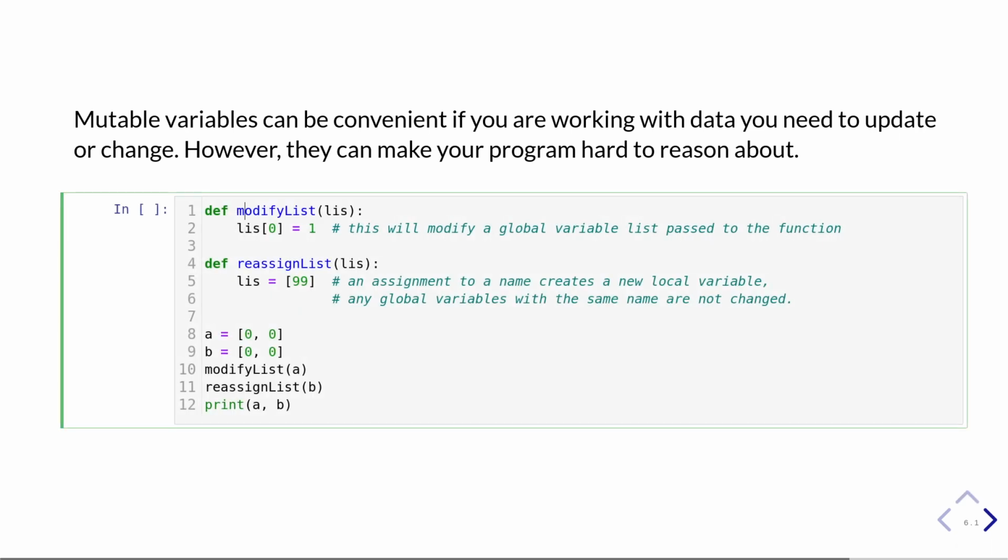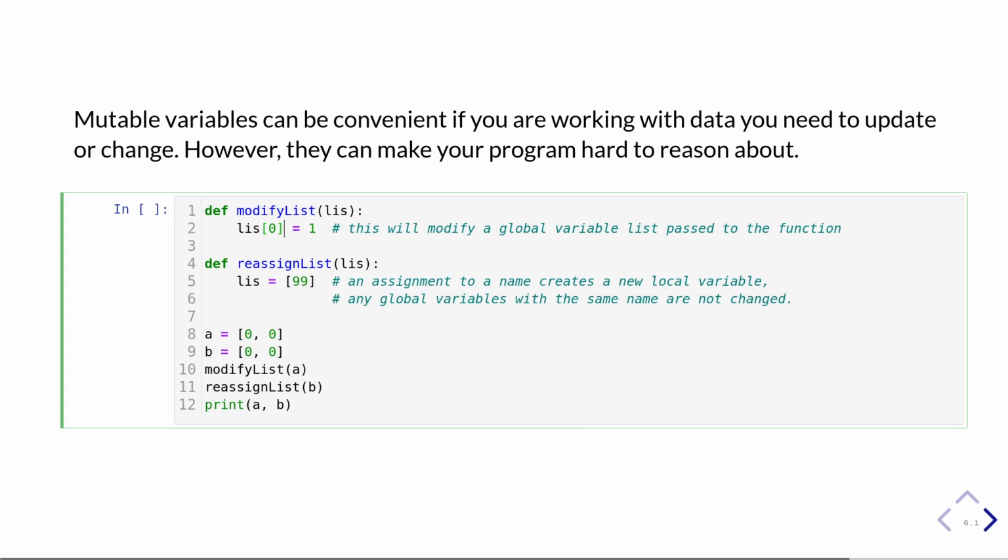In this code cell, I'm defining two functions, and the intention is that the input to both of these functions is some kind of list. The first function is called modify list, and its argument, its input, is referred to as lis. All it does is change the 0th element of its input. If you have a list A and you call modify list on A, then after that function call, the 0th element of A will have been changed.